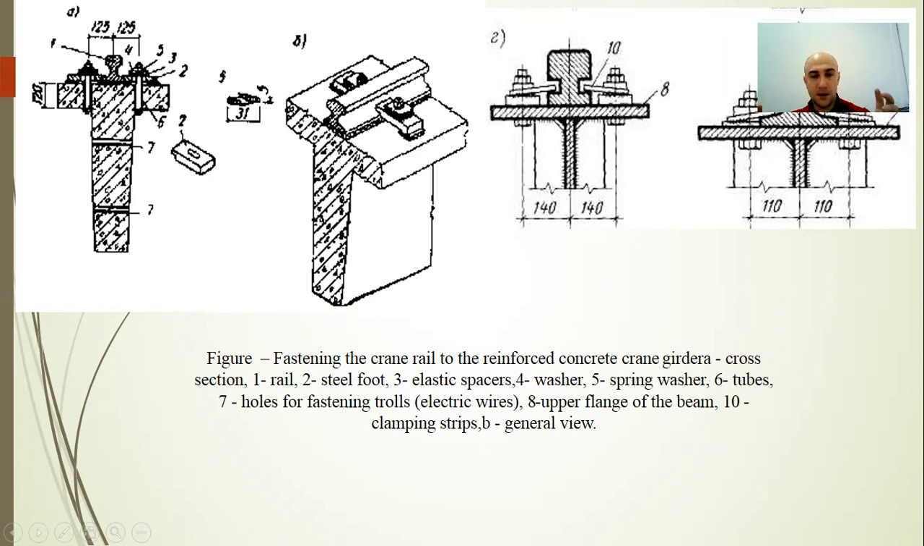The attached paired legs located on the crane girders are spaced about 750 millimeters apart. So in order to reduce noise during the crane movement, to reduce the dynamic effect on the beams, and increase the durability of the crane tracks, elastic gaskets made of rubberized fabric with a thickness of 8 to 10 millimeters are placed under the rail and legs.